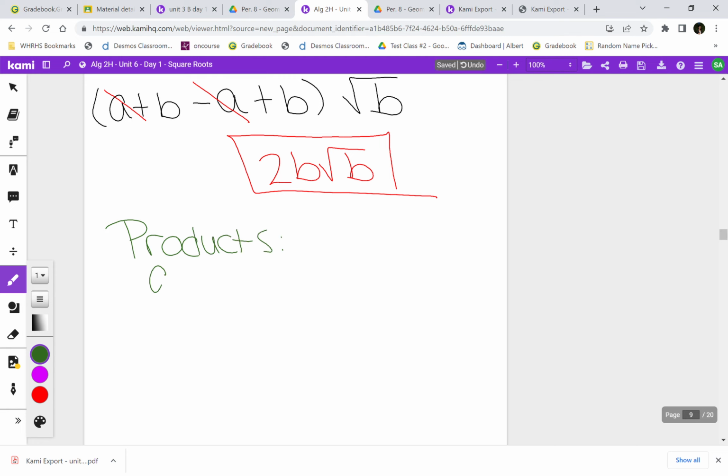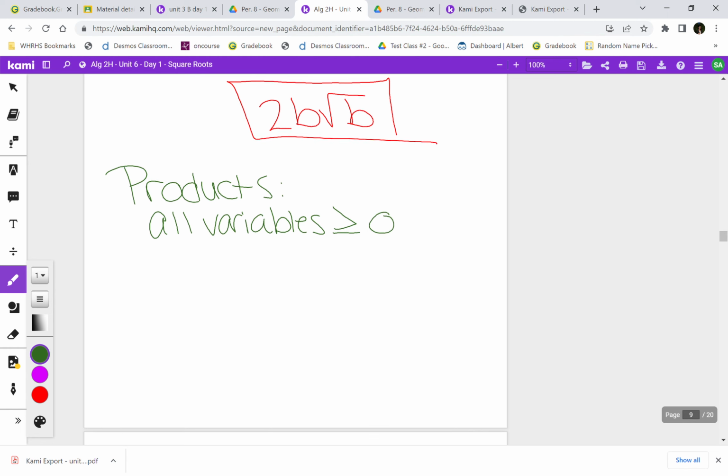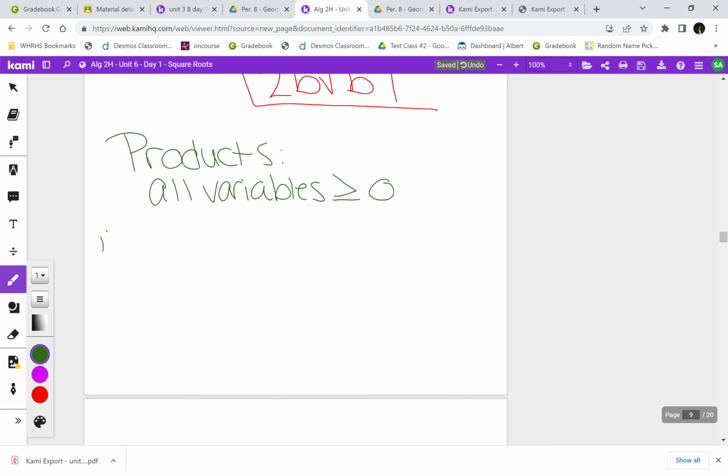Once again, all variables greater than or equal to 0. So when we're multiplying, very different than adding, right? When we're multiplying, we do not need the same radicand. When you're multiplying, you multiply the coefficients and you multiply the radicands.